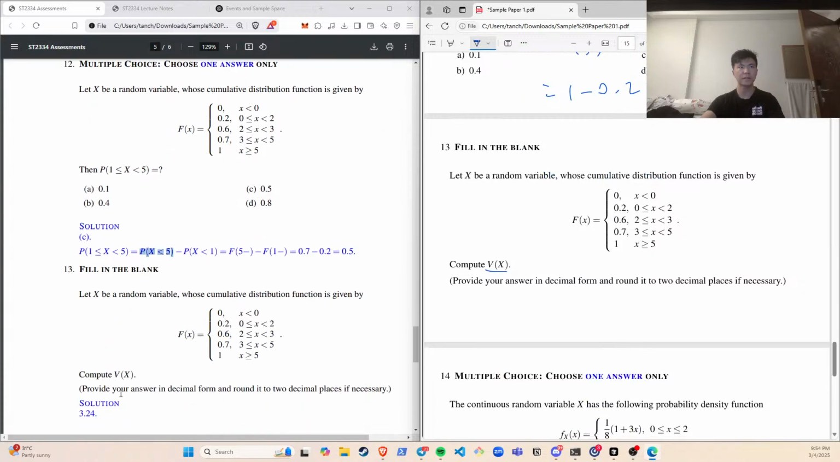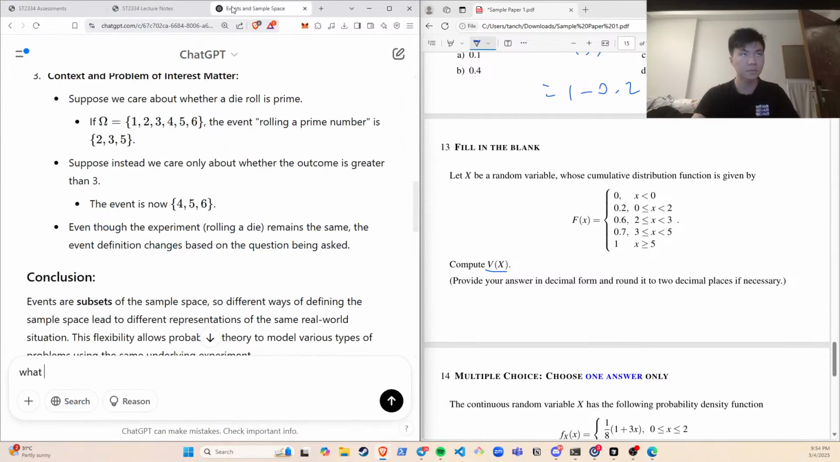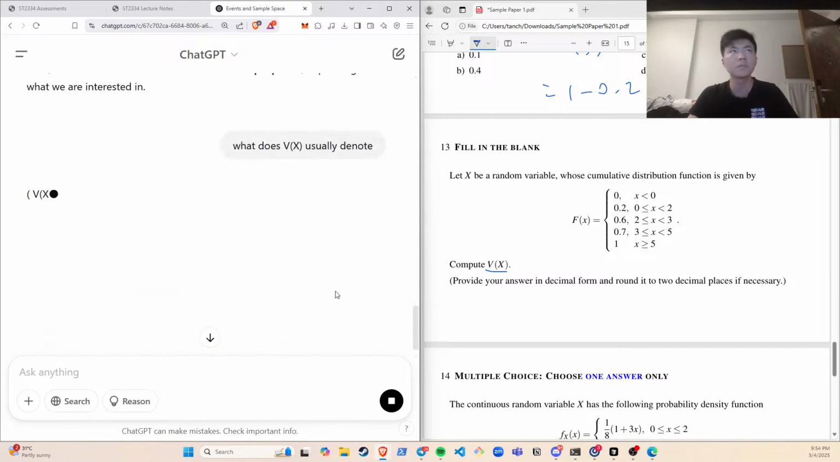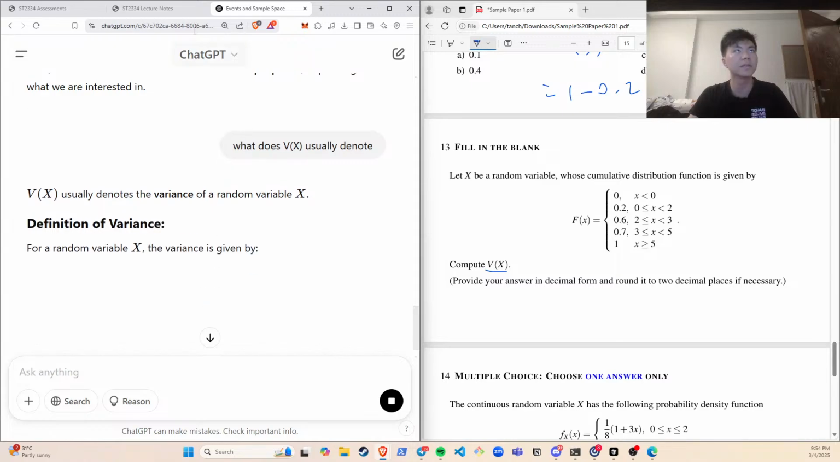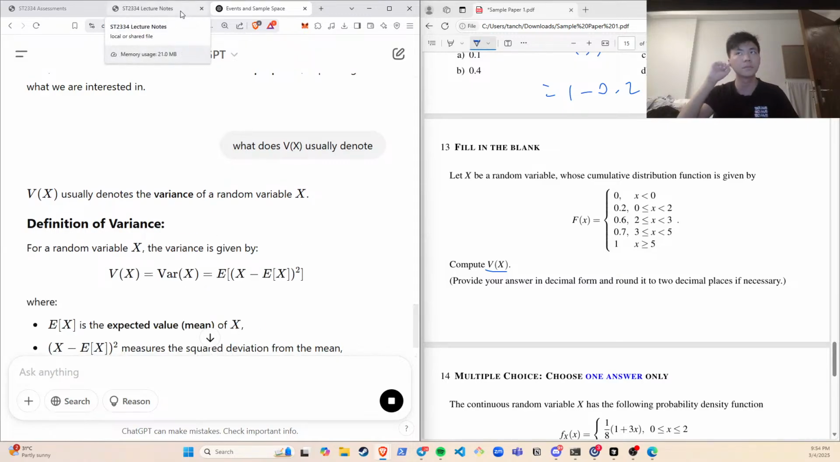I don't know what is V of X. This is the expected value. Let me ask ChatGPT. Oh, variance. Okay, sure.